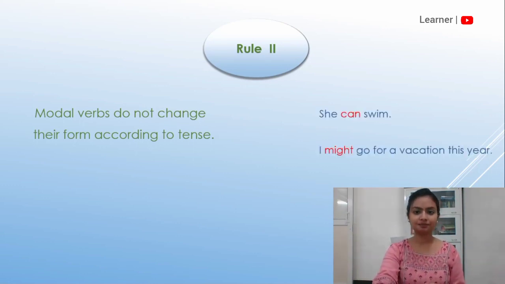For example, I cannot say she cans swim. I should say she can swim. Can is the modal here. I might go for a vacation this year. So I am not changing the form of the auxiliary, be it a past sentence, present or future tense. The form as it is रहेगा चाहे sentence का कोई भी tense हो.